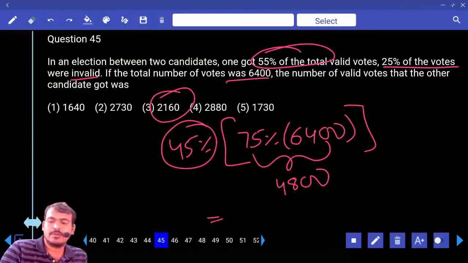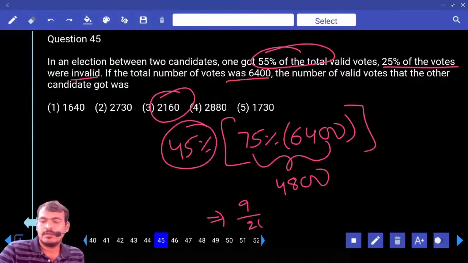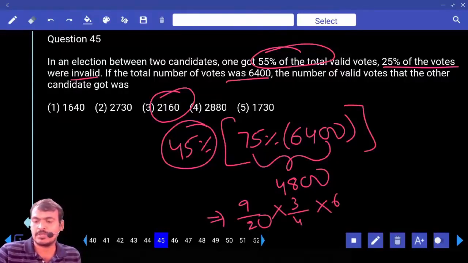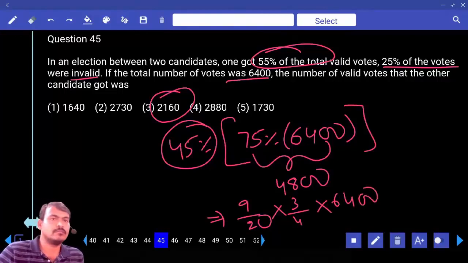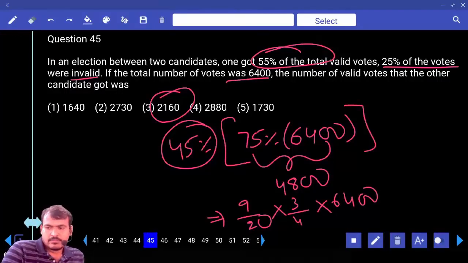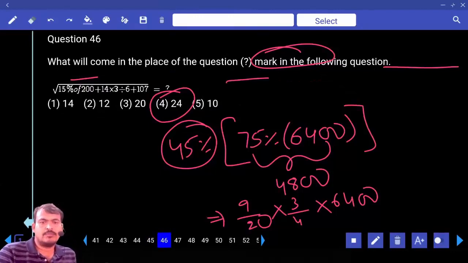Or 45% can be written as 9 by 20 or not? 75% means 3 by 4 into how much value? 6400. Next question number 46.